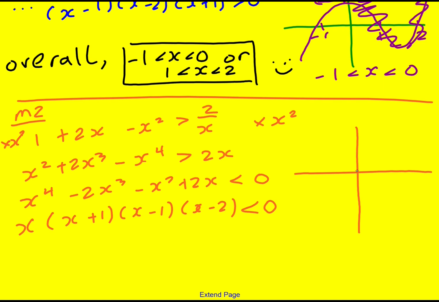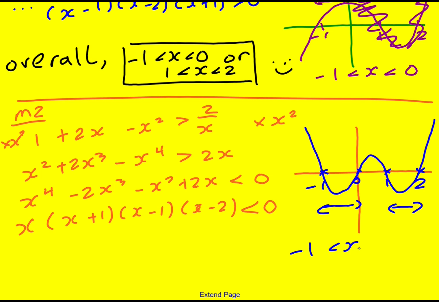Because I've got my quartic, the roots are now 0, 1, 2, and minus 1. I'm going to get a slightly different graph. This time it's going to come down from positive infinity, come back up like this, and then back round, and then like this. So if I'm interested in where it's less than 0, you can see really nicely we just get this solution, minus 1 less than x less than 0, or 1 less than x less than 2.